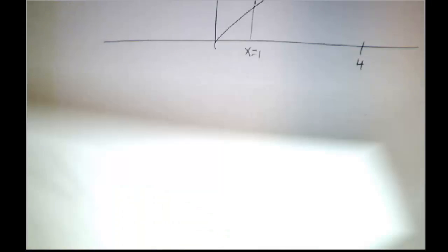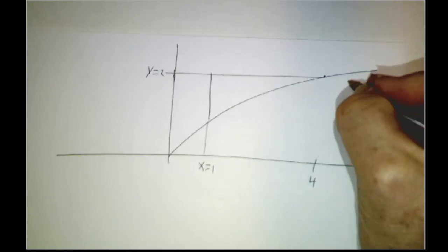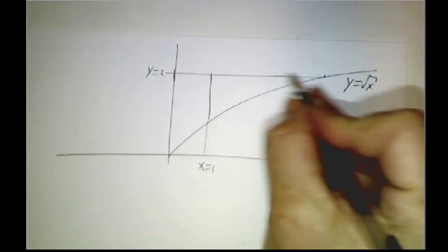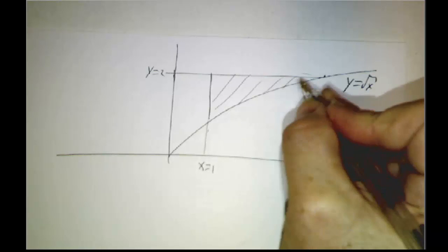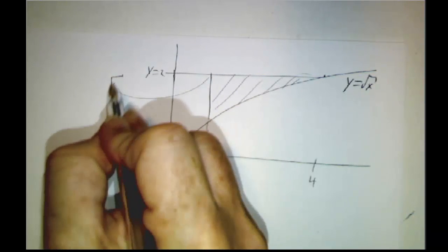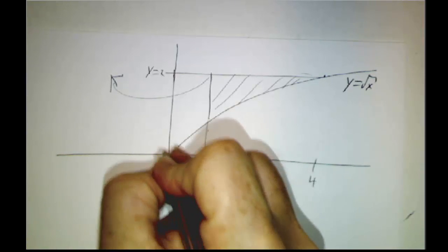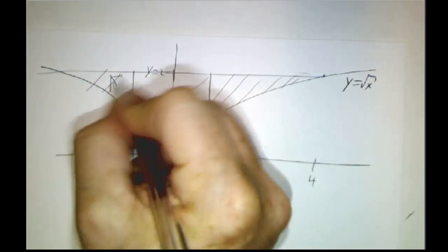So for example, let's look at this region. This is the region around the curve y equals square root of x, and the line y equals 2, and the line x equals 1. So this is the region, and we're going to spin it around the y-axis. So we get this other curve here. So it's this spun all the way around.